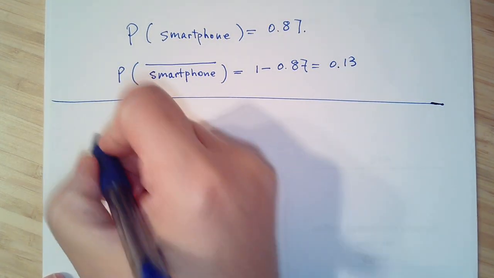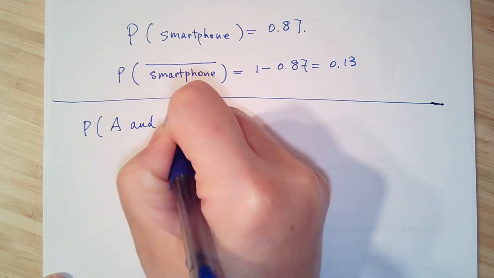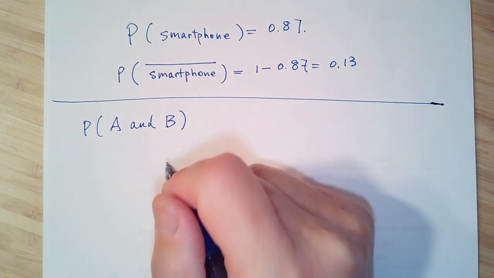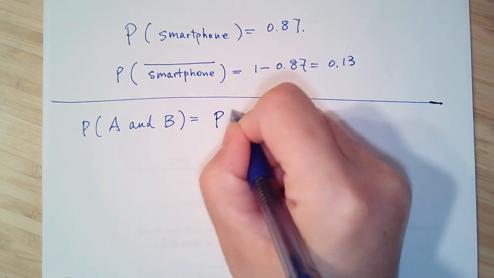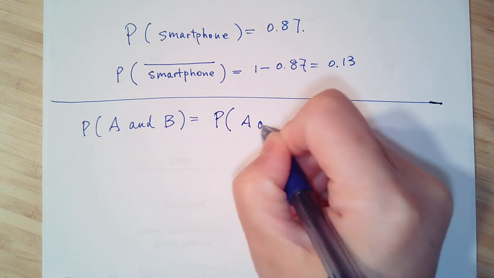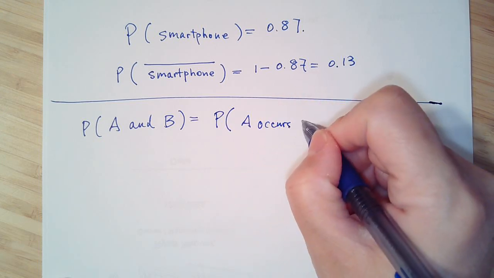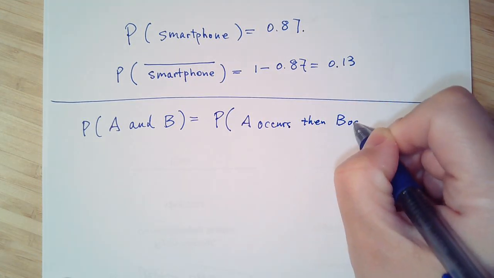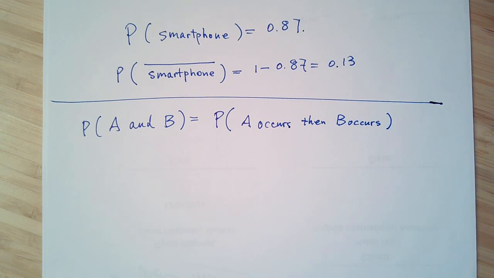So that is P(A and B). We already used that. That means the probability that A occurs, then B occurs. That is A and B.